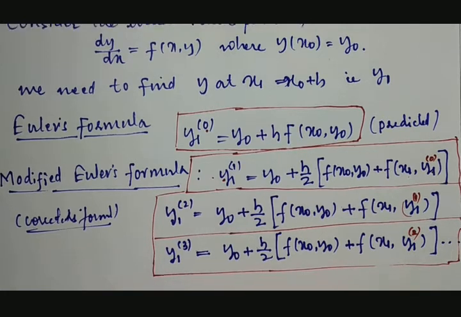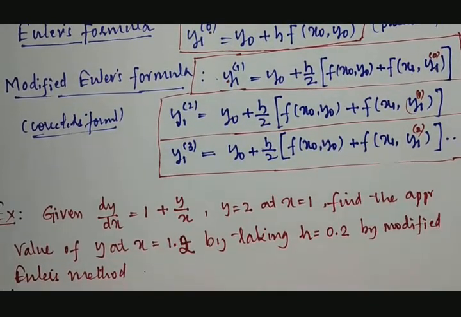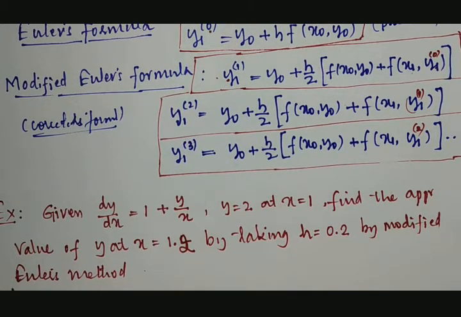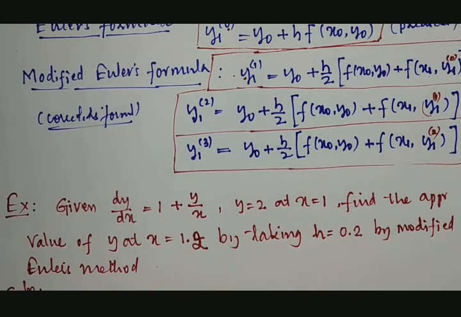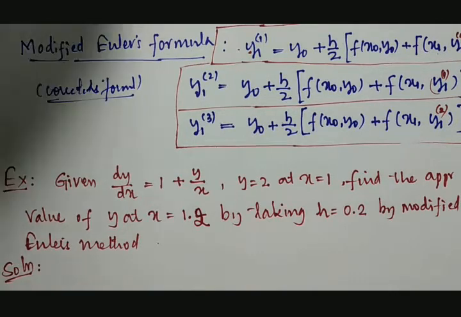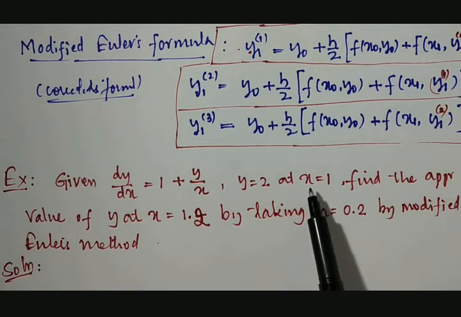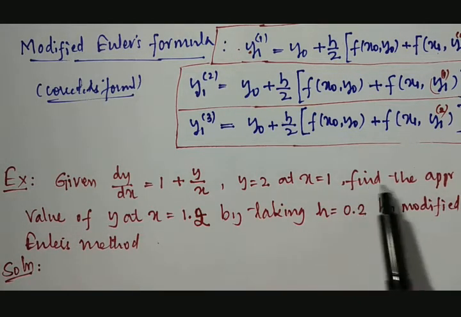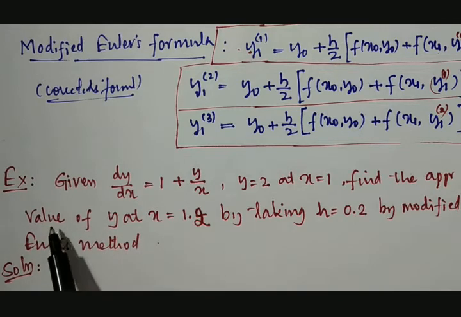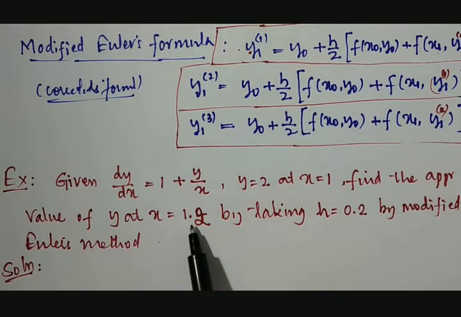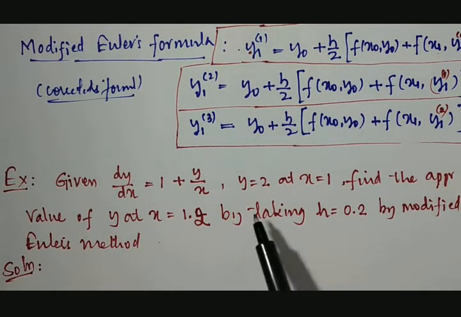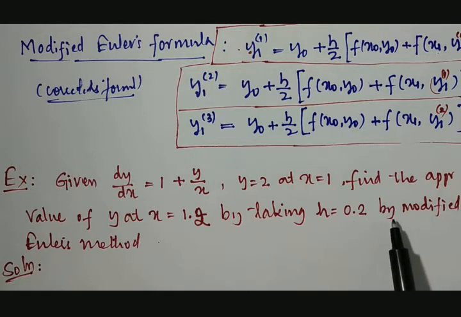So now we'll take one example to understand this theory in detail. If we take this example, the example says, given dy by dx is equal to 1 plus y by x, where y is equal to 2 and x is equal to 1. Find the approximate value of y at x is equal to 1.2 by taking h is equal to 0.2 by modified Euler's method.